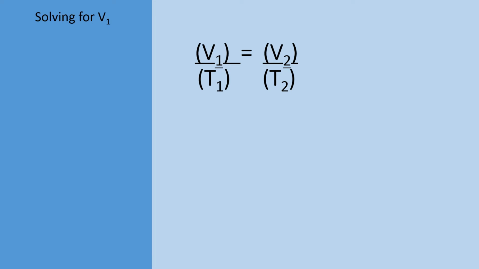Okay, so we know our formula, so now we need to be able to figure out how to solve for each of the variables. So for volume, if we are trying to solve for our initial volume, then we need volume by itself, so we need to multiply both sides times T1. These T1s cancel out, so we have V1 is equal to V2 times T1 over T2.